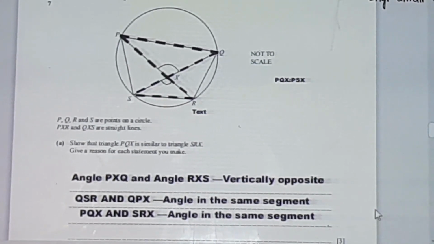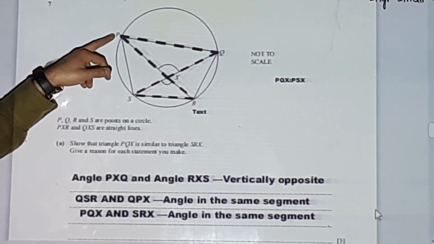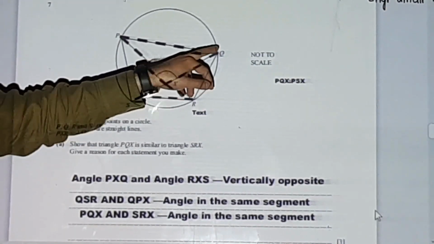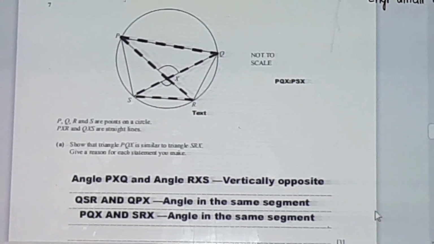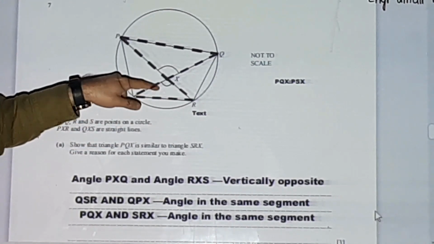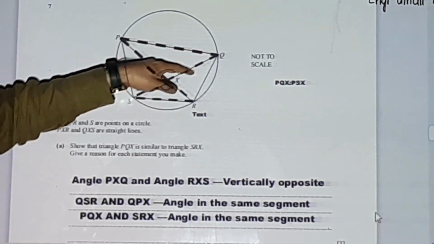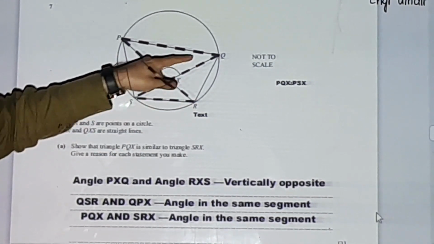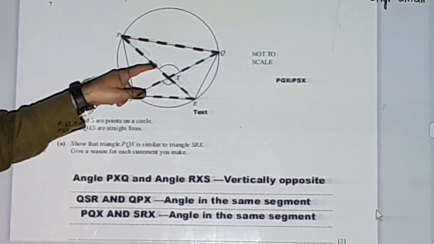Now if you observe, angle PXQ and angle RXS are vertically opposite angles formed here by the intersection of these two lines. So they are vertically opposite.